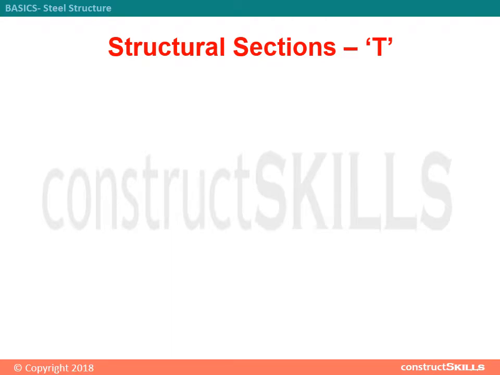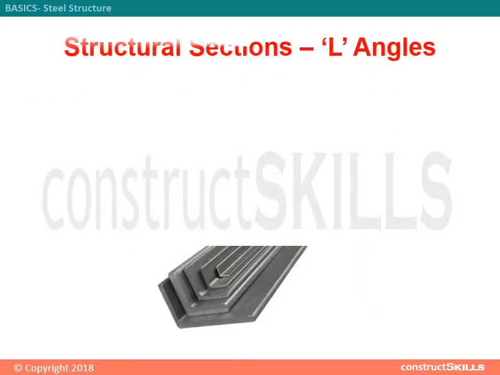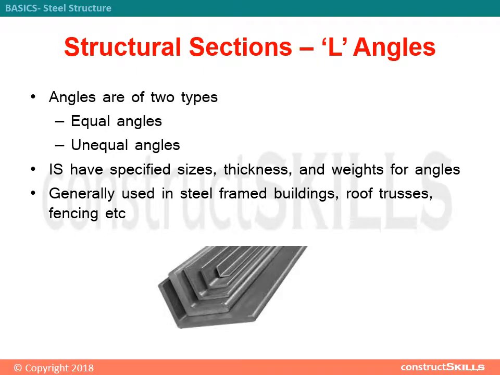Structural sections, T. The T-beam is best utilized as a load-bearing beam, and it allows for large loads to be carried appropriately. Structural sections, L angles. These angles are of two types. First is equal angles, and second is unequal angles. They have specified sizes, thickness, and weights. They are generally used in steel-framed buildings, roof trusses, fencing and more.